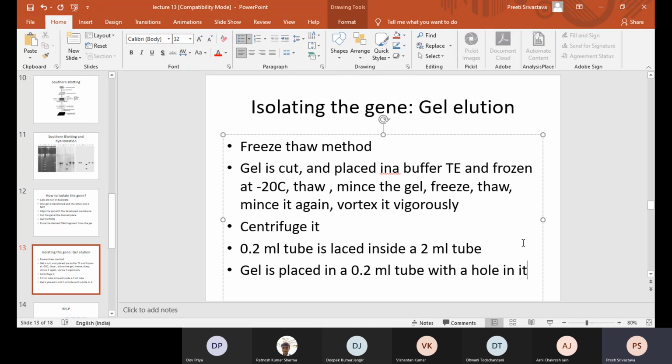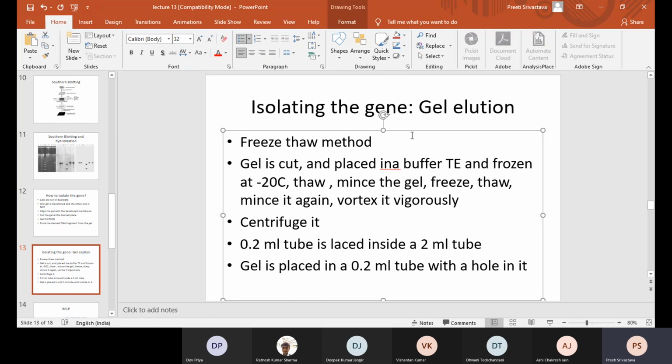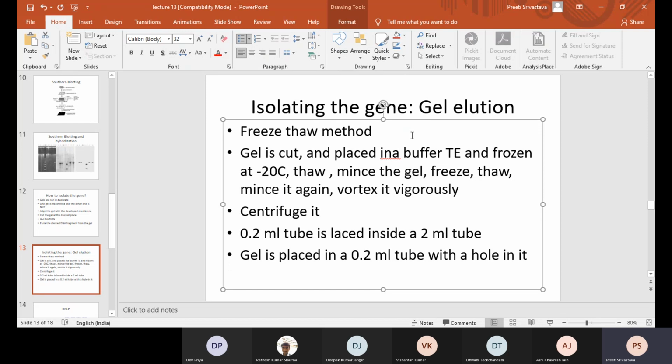In the tube you make a hole, right? So the point that I'm trying to make is you're creating a column. So this is exactly what you will be doing in your lab. You will cut the gel, place it in a 0.2 ml tube. Now the 0.2 ml tube should have a hole in it at the bottom. This tube is now placed in a 2 ml or 1.5 ml tube, right?